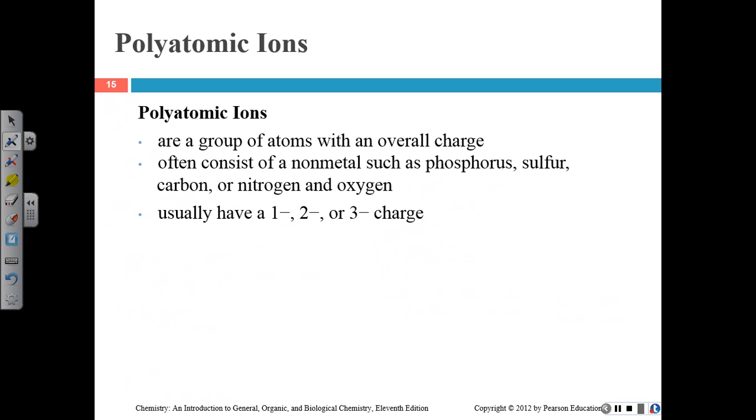Okay, pass these around. I meant to do this earlier. What's going around here has the ionic charges of the atoms you already know at the top there. But at the bottom, there's what's called a polyatomic ion list. So the first thing we're going to do is look at what's a polyatomic ion. And then we're going to throw those into naming.